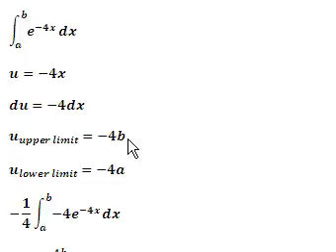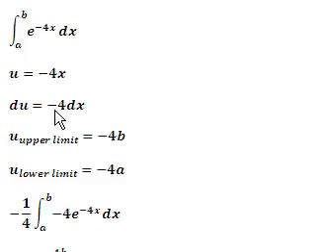The next order of business is finding the new limits. We're converting our upper limit, so we take whatever this is and plug it in for our u. Replace that x with our upper limit, and it just turns out to be negative 4b. Then we do the lower limit the same way, taking the a and plugging it in here, and you get negative 4a.